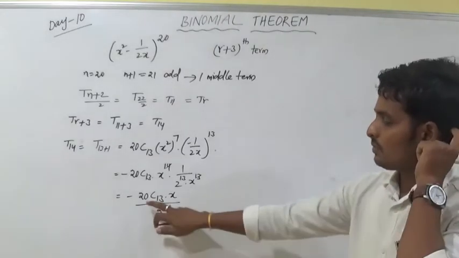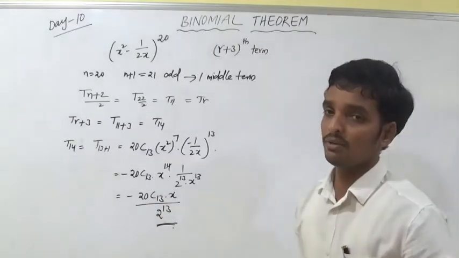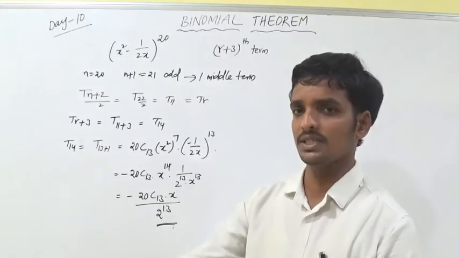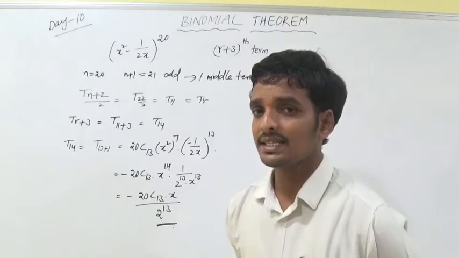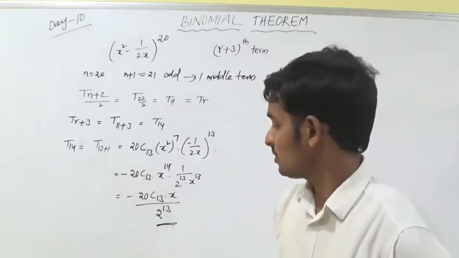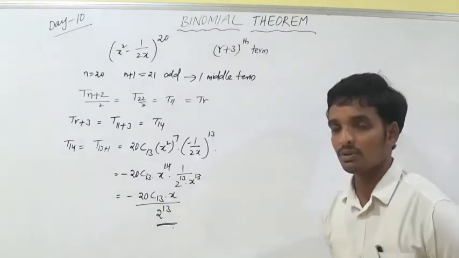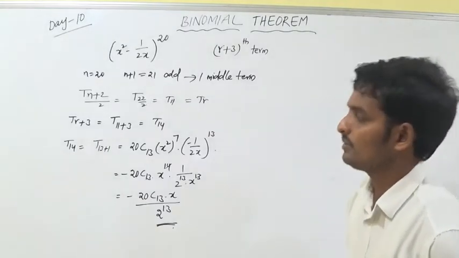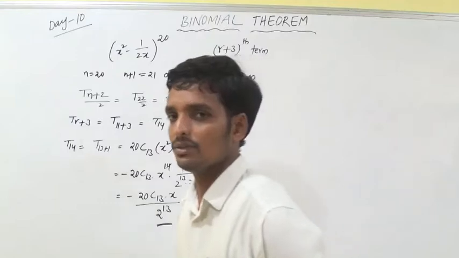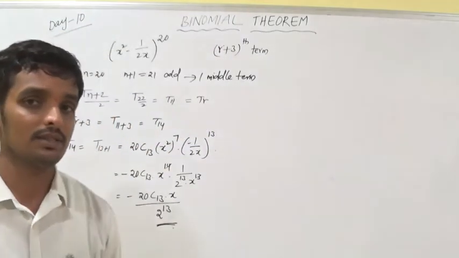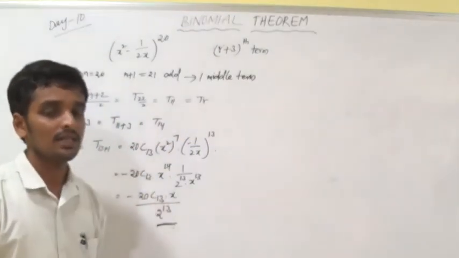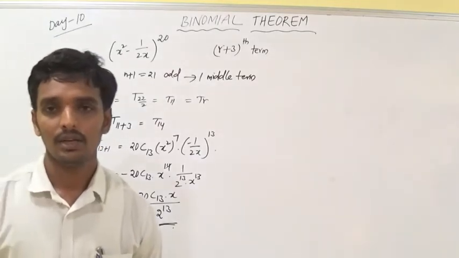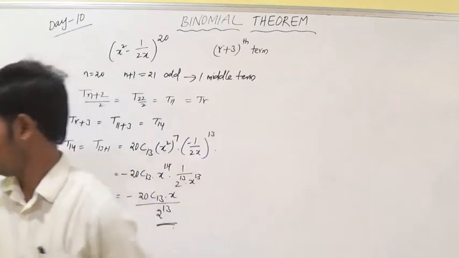For example, 20c13 is equal to 20c7. If you have the answer 20c7, it is also correct. Why? Because nCr is equal to nC(n minus r). So 20c13 is equal to 20c7, also correct. Okay, this is the problem. This is very easy. We find the rth term is t11. They are asking for r plus 3, so 11 plus 3, that is 14. I am finding the 14th term. Are you okay? Move on to the next one.